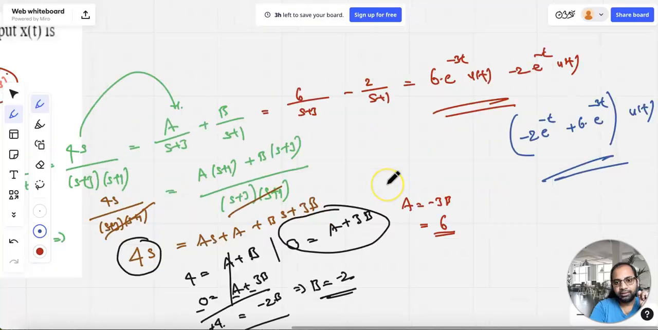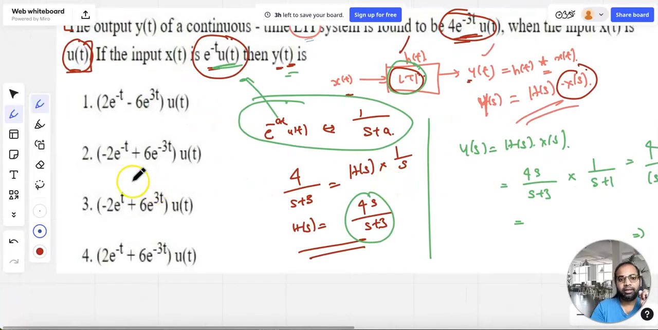Okay, so let's check. Here we got minus 2 into e power minus t plus 6 into e power minus 3t into u(t). So we can take option 2 as the correct answer.